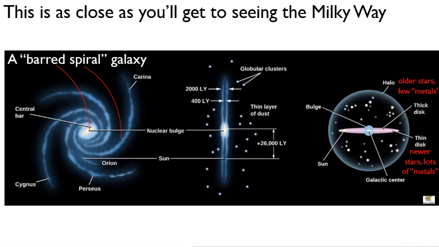And we'll talk about this in the future in stellar evolution, what we mean by a newer star, older star, lots of metals, fewer metals. The point is that the population of stars is pretty different between the thin and the thick disk.